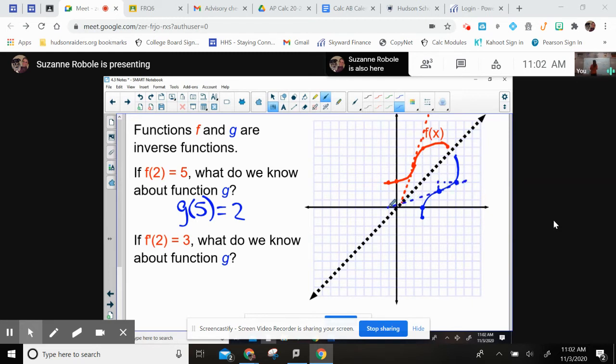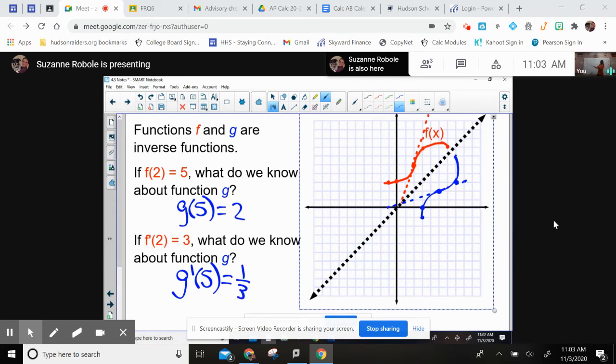So the slope, again, I'm going to erase these little lines here, the up 1 over 3. But what's going to happen here is the slope ends up to be 1 over 3. In order to reflect, they are going to be reciprocals. Not negative reciprocals, they're not perpendicular, just the reciprocals of each other. So that's how it works. If I know the derivative of this one, I can find the derivative at g prime of 5, and that's again 1/3.